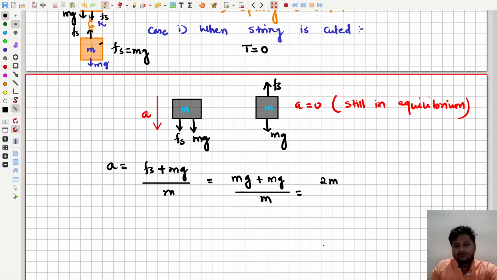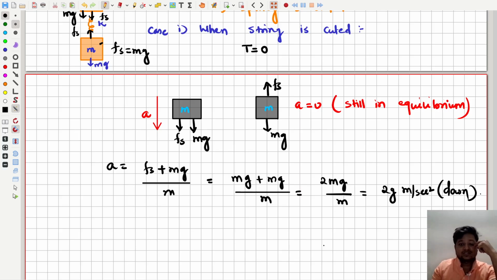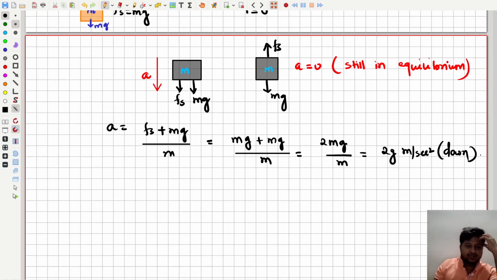So it is 2mg/m. What will the answer be? This will be 2g meter per second squared, and that is in which direction? Downwards direction. Which direction? Downwards. And this one will remain at rest. This is case 1. If I cut this spring, case 2.